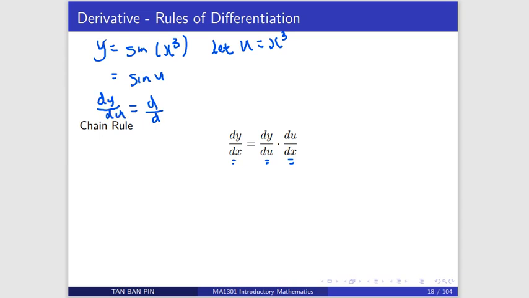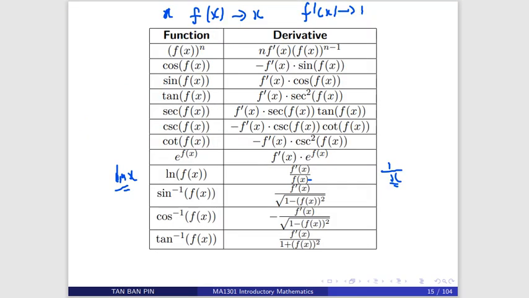So you can talk about differentiating y with respect to u. So it's just d/du of sine u. So it's just cosine u. Remember, differentiating sine x will give you cosine x. Just replace f(x) by x, f prime x by 1, so it's cosine x.